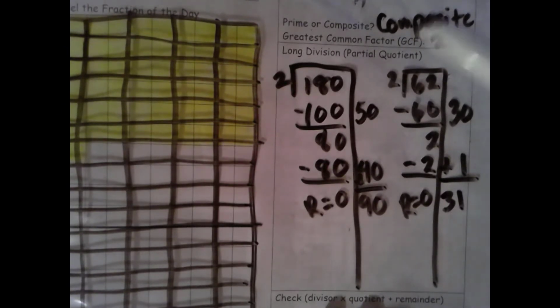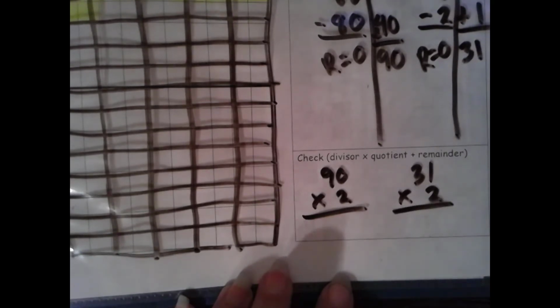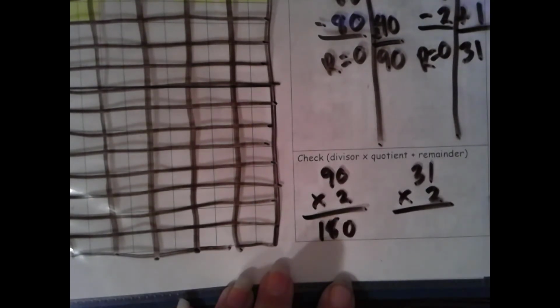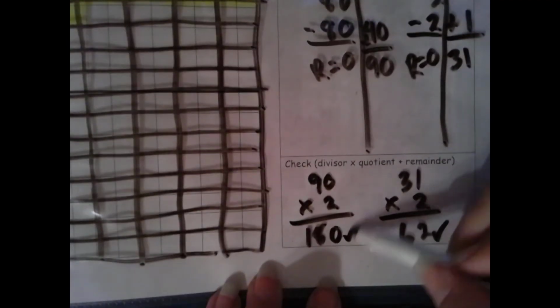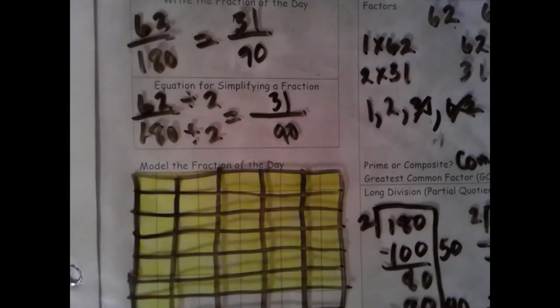But we still want to check: divisor times quotient plus remainder. Now, since our remainder is 0 for both, and the identity property of addition says when you add 0 it stays the same, we don't need to actually add the 0. 2 times 0 is 0, 2 times 9 tenths is 18 tenths. 2 times 1 is 2, 2 times 3 tenths is 6 tenths. So 62 matches my dividend, check. 180 matches my dividend, check. So my numerator is definitely 31, and my denominator is definitely 90.